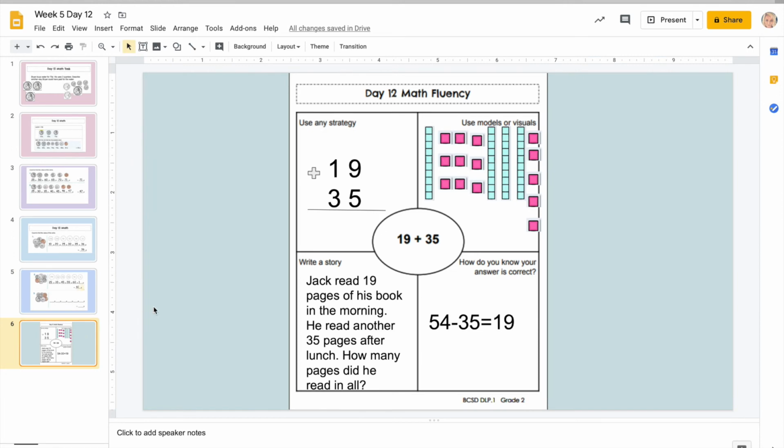Finally, our last task of the day is our math fluency, where we're needing to show an equation in 4 different ways.